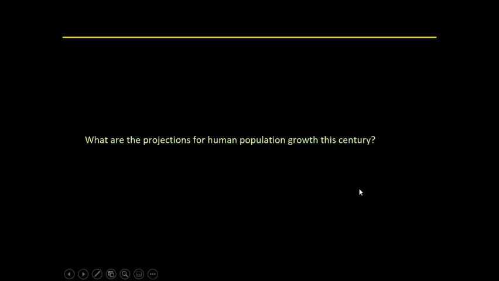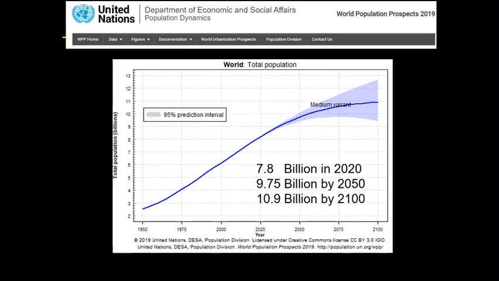So what are the projections for human population growth this century? This is pretty important stuff. You were born roughly around the year 2000. You're going to live to see most of this century. How is all this going to be affecting you? Well, it's going to be affecting you a lot. I just pulled these data. These are the most recent data issued by the United Nations.